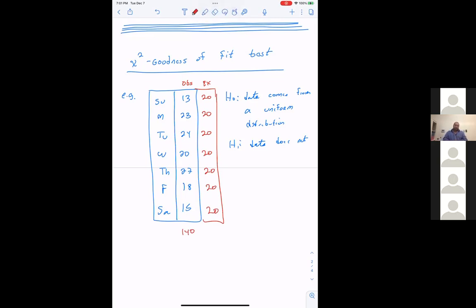Obviously it's not 20 every day of the week, but is it close enough to 20 that we don't reject the null hypothesis? Or are they far enough away from 20 that we do reject the null hypothesis? Now our chi-squared value is computed in exactly the same way. We sum up the difference between the observed and the expected, and we square it and so on.